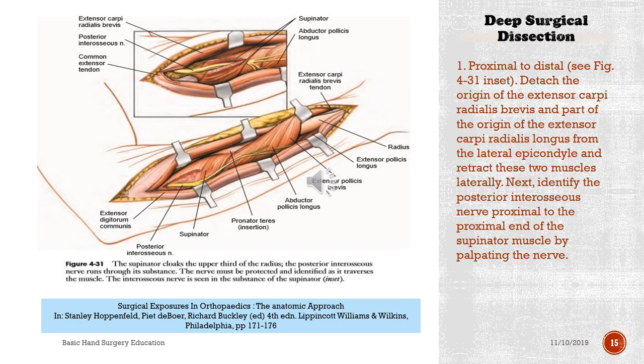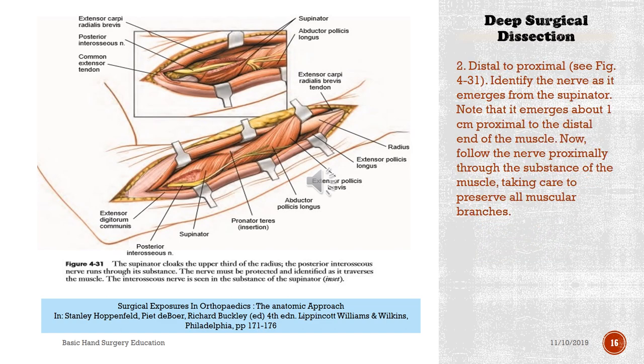First one, proximal to distal. Detach the origin of extensor carpi radialis brevis and part of the origin of the extensor carpi radialis longus from the lateral epicondyle, and retract these two muscles laterally. Next, identify the posterior interosseous nerve proximal to the proximal end of the supinator muscle by palpating the nerve.